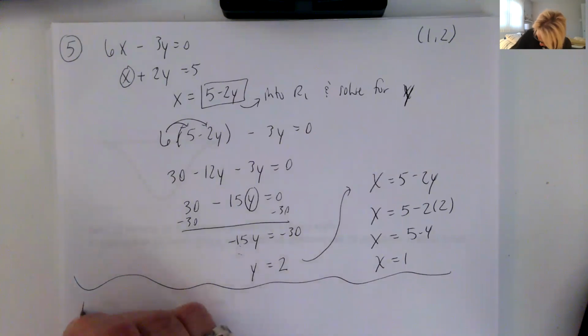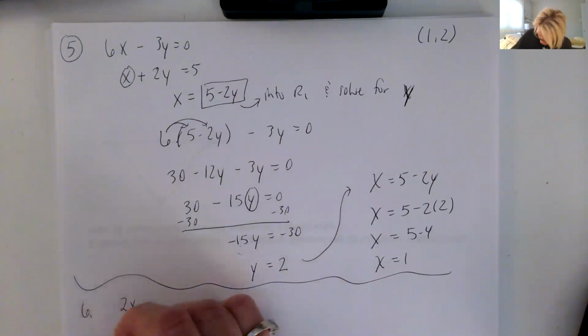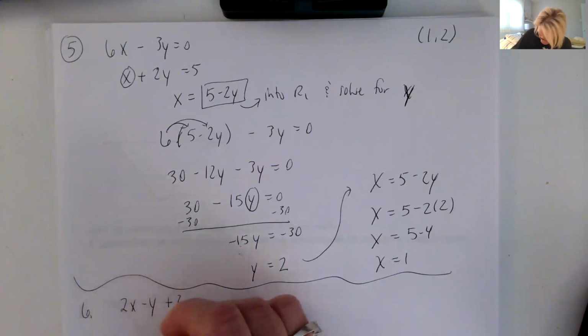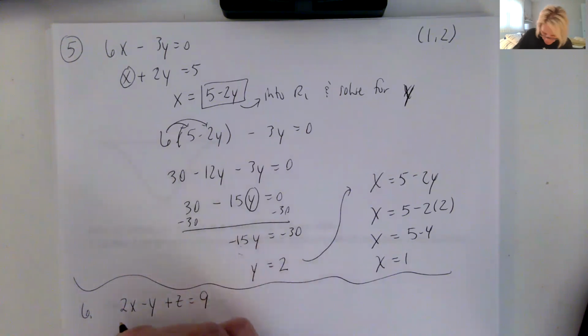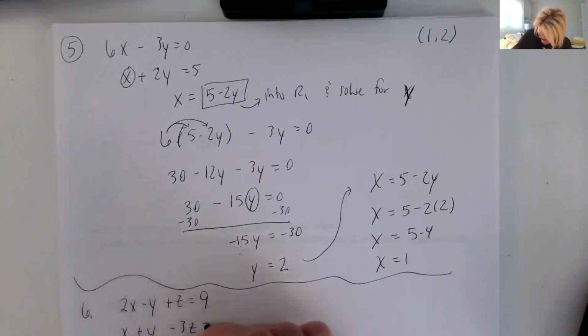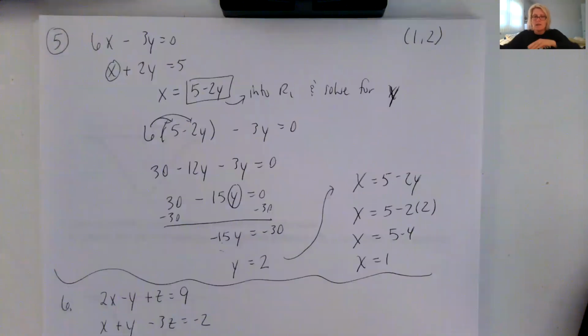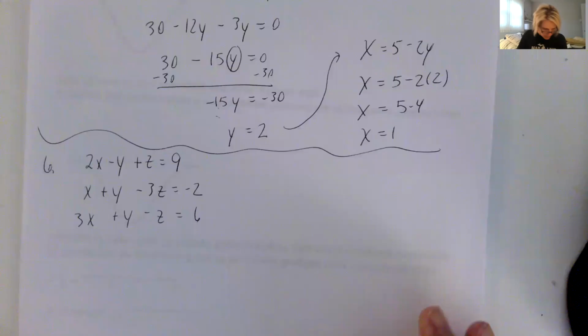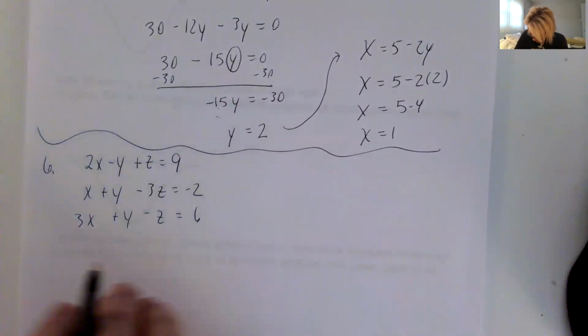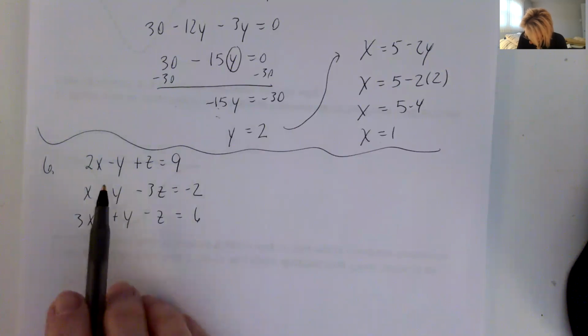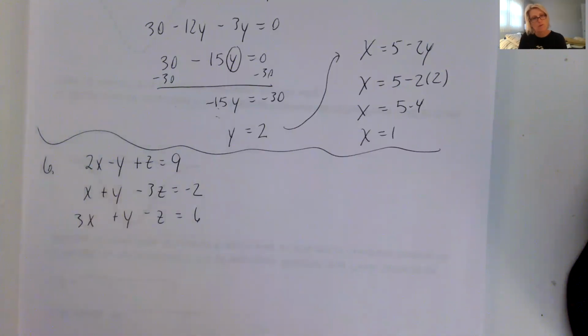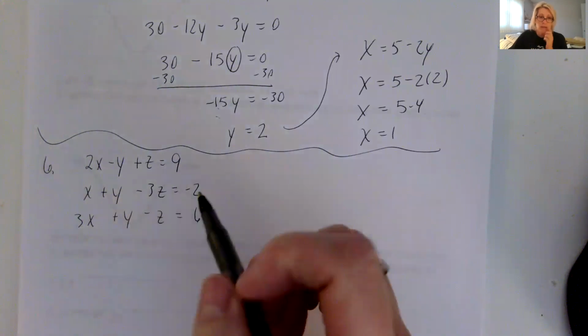Okay. Now, problems 6, 7, and 8 are all solving for the triples. So 6 is 2x minus y plus z equals 9. Let's make sure you get these all written down correctly. Okay. So when we have the triples, we have to make sure that we are actually creating 2 new rows. So we're going to eliminate one variable and create 2 new rows.